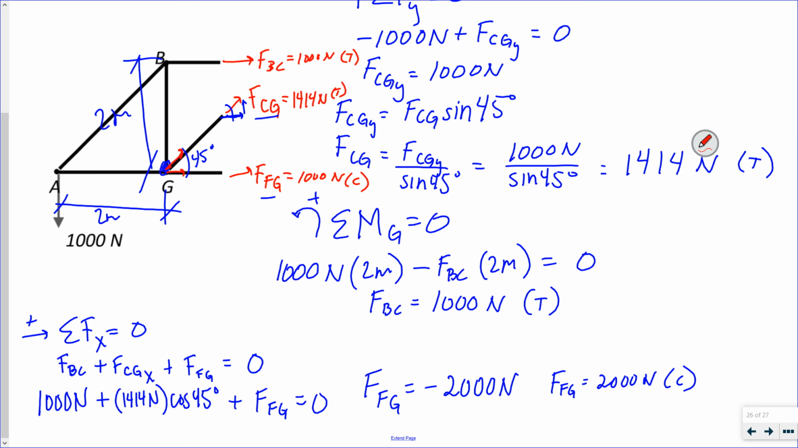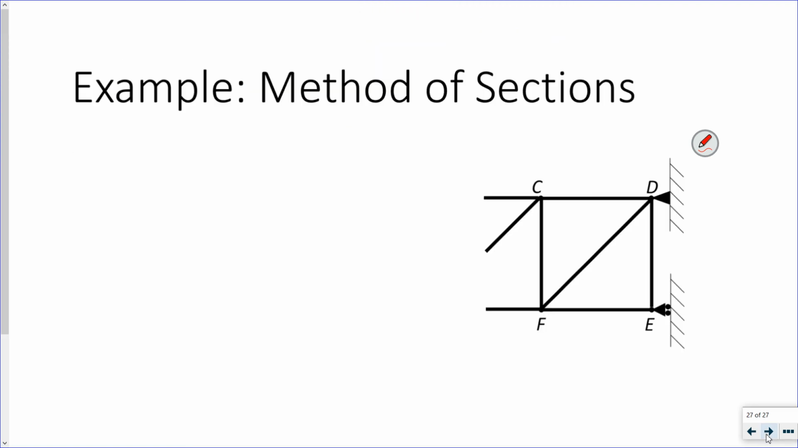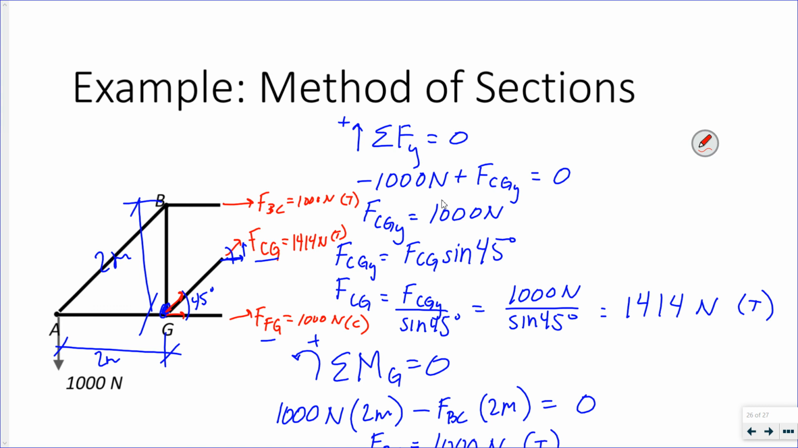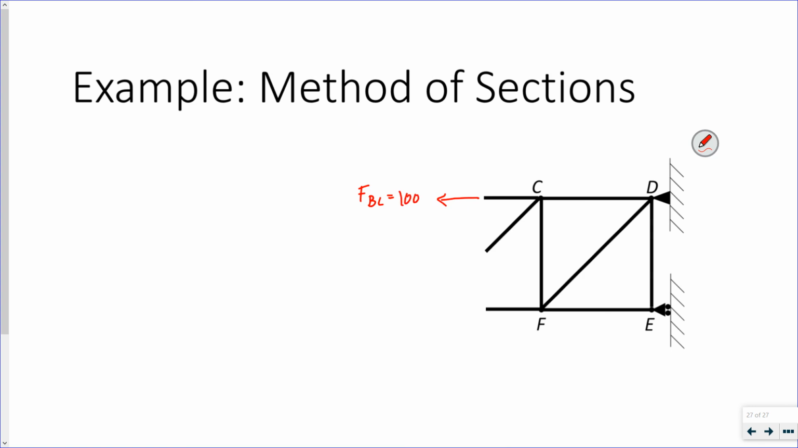Okay. Now if I want to go look at the other side of the other section, well, let's see. This is FBC, which is 1,000 newtons. Is that right? Yeah. And it was acting in tension. FCG, 1,414 newtons, and then FFG, 1,000 newtons.